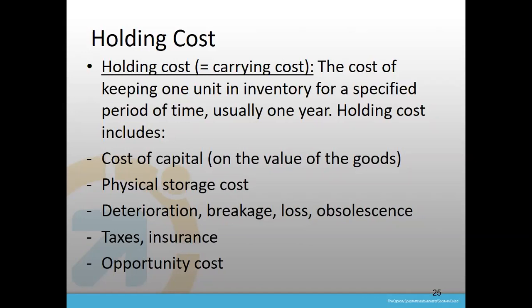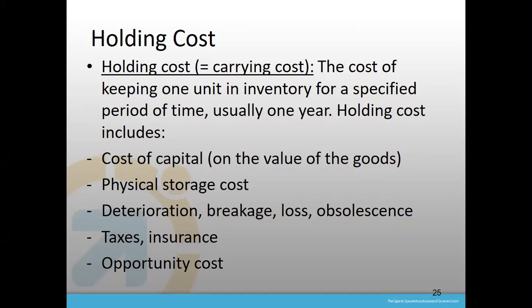Then we have deterioration, breakage, loss, obsolescence. These are costs that occur when goods are in the warehouse. Imagine a chair with a nice, soft backrest. Yeah, we keep it in the warehouse. 1 month later, the backrest is still nice and soft. 1 year later, is it still nice and soft? Maybe. 10 years later, no. So it deteriorated. The longer we keep goods on stock, the less the quality is, and at the end we cannot sell it anymore.